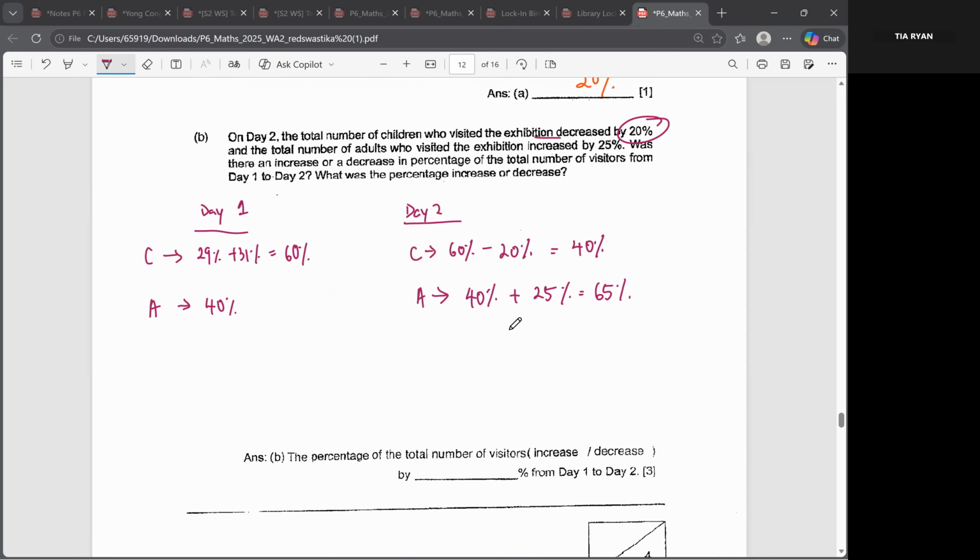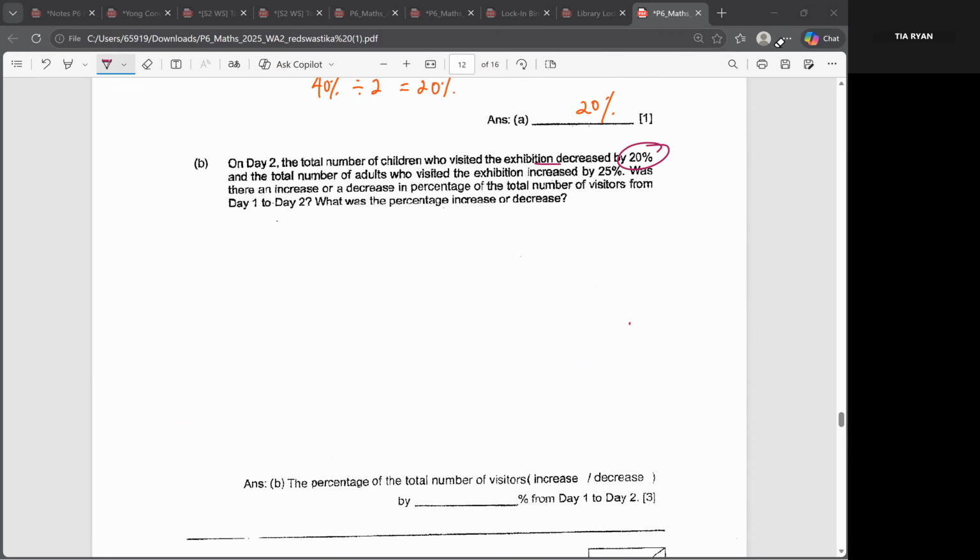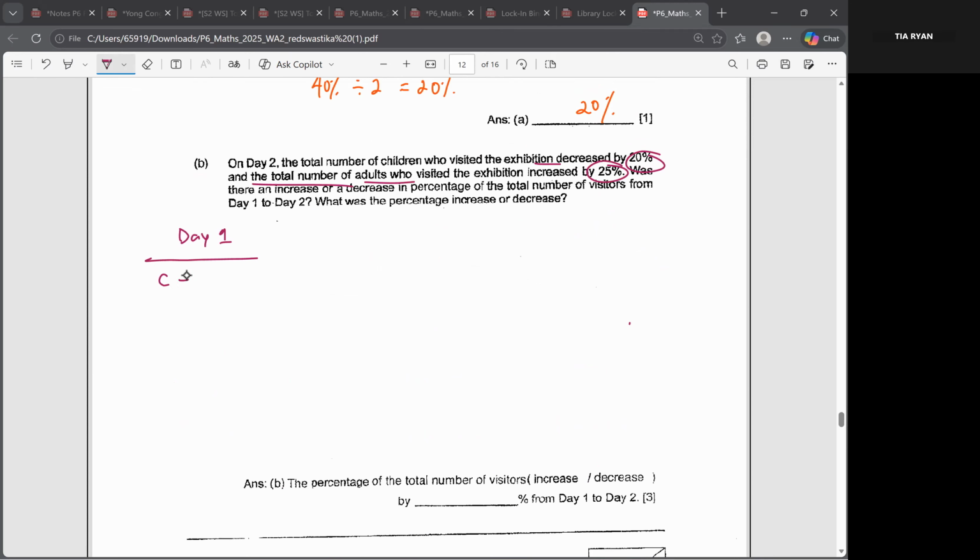Okay, so moving on to part B. On day 2, the total number of children who visited decreased by 20%, and the total number of adults who visited increased by 25%. So let's find the new percentage for children first. What is day 1's children? Day 1's children is 60%. Do you agree or disagree? 60%, yes or no?